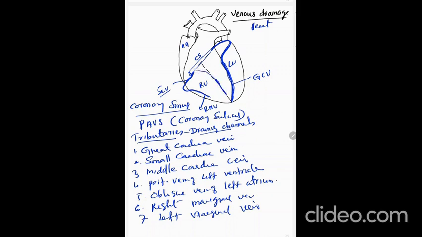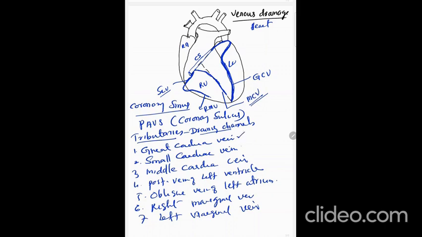It accompanies the posterior interventricular artery and opens into, or joins with, the coronary sinus near its termination, towards the right end. So what is this one? This is the middle cardiac vein. Okay, now there is one more vein.